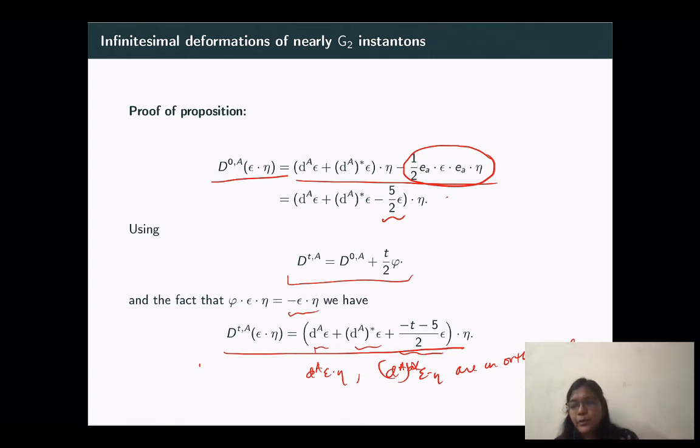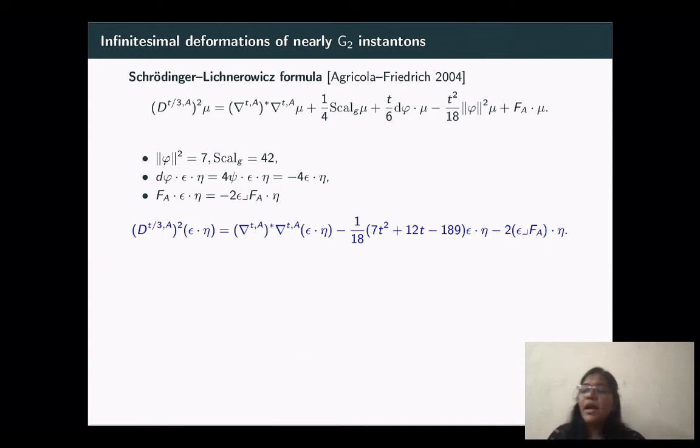So this is an if and only if condition, and that's why we are able to identify the space of infinitesimal deformations with this eigenfamily of a Dirac operator. So this is just a very brief sketch of the proof, and now we can use this identification to prove some results about the G2 instantons on nearly G2 manifolds.